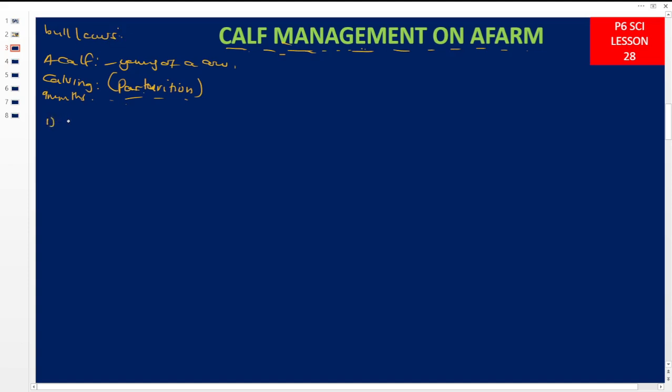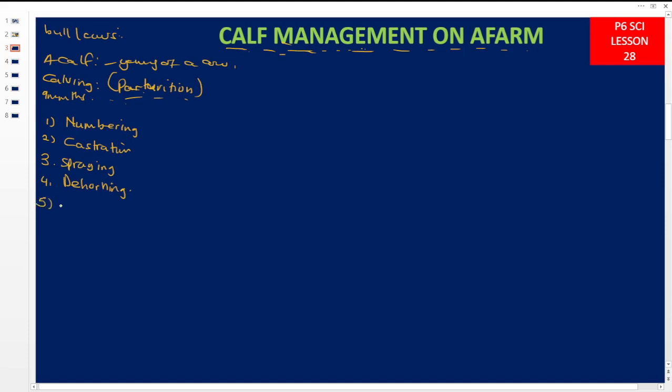One, we have to make sure that there is what we call numbering. We have this one, daily routine, that is numbering. 2, there is what we call castration. So when they are males, we have to castrate them. 3, there is also what we call spraying. We have to spray our calves. 4, there is what we call disbudding or dehorning.